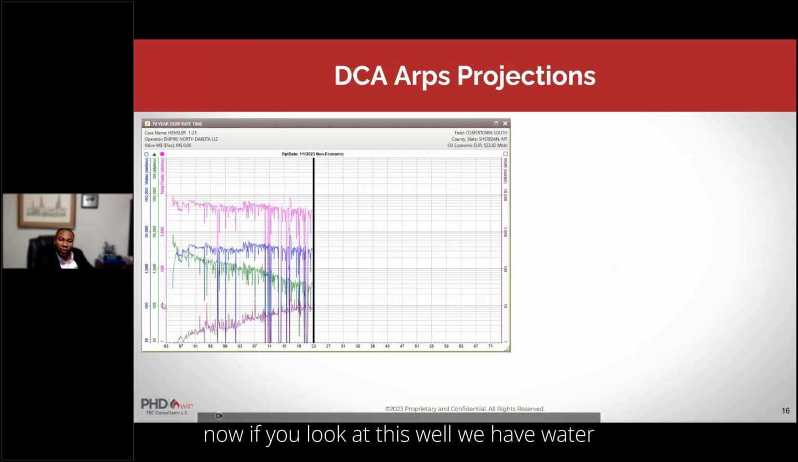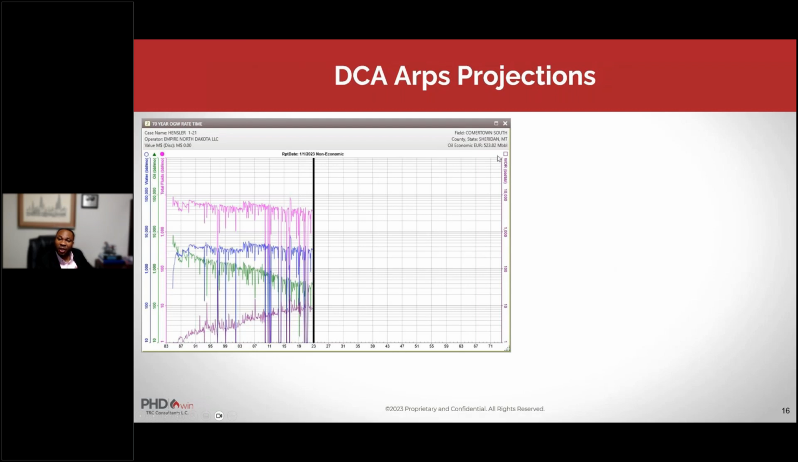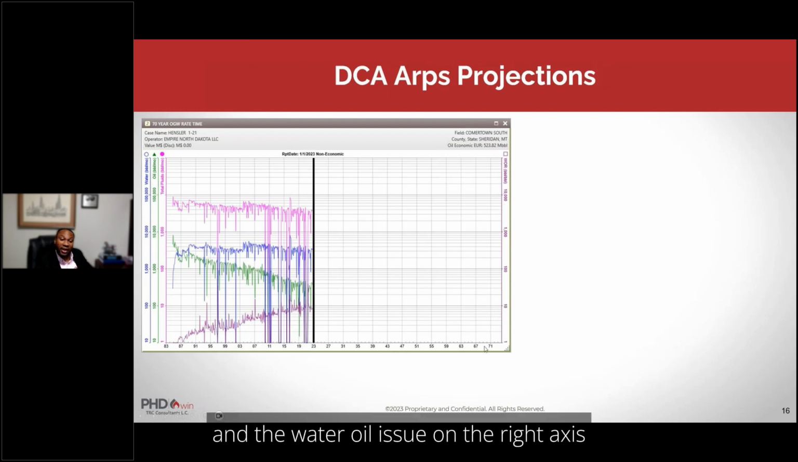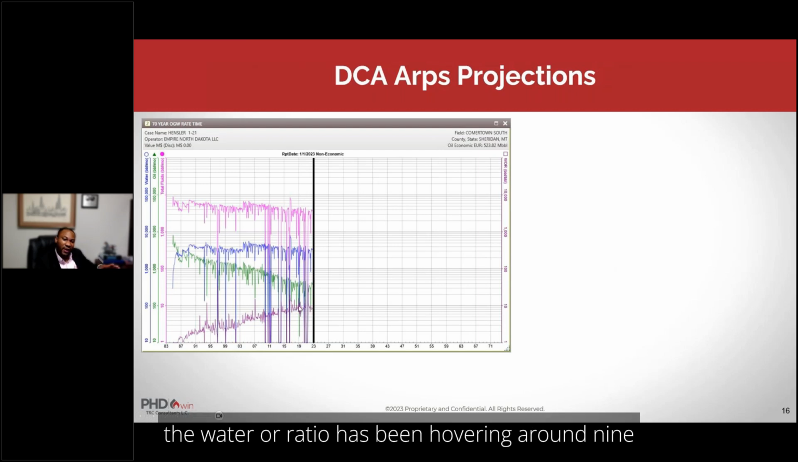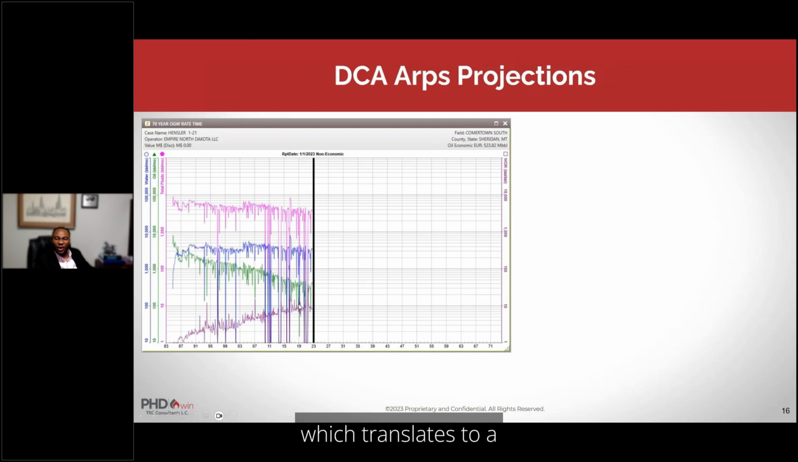Now, if you look at this well, we have water, oil, and total fluid on the left axis, and the water oil ratio on the right axis. What we see for the water oil ratio is that it has been trending up over time, but over the last 5 to 10 years, you see that the water oil ratio has been hovering around 9, which translates to a water cut of about 90%.